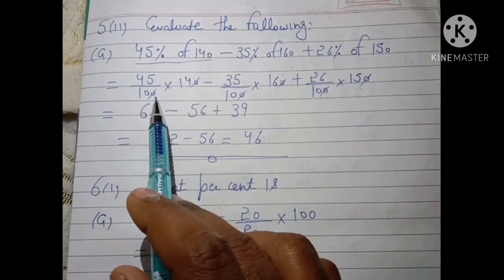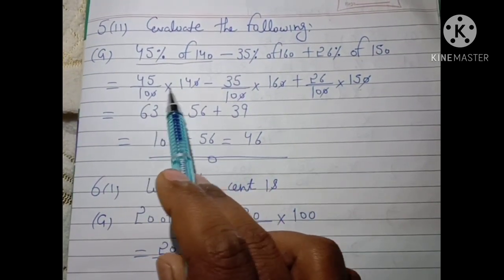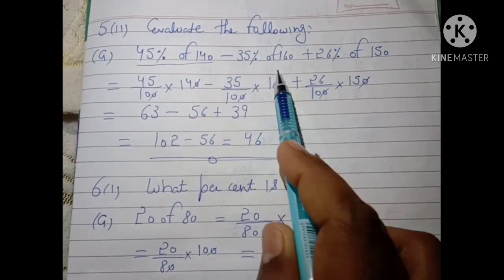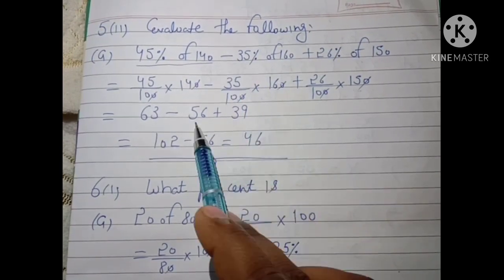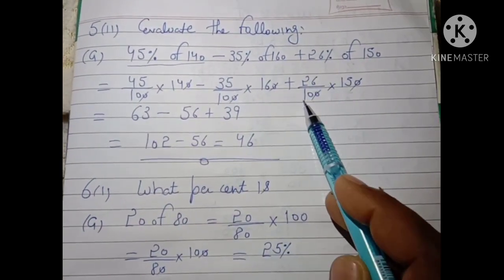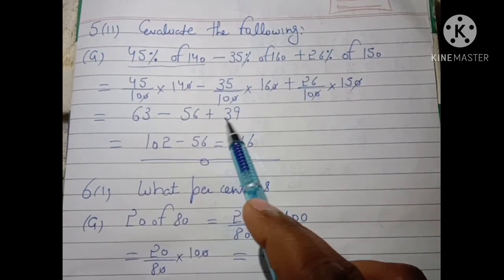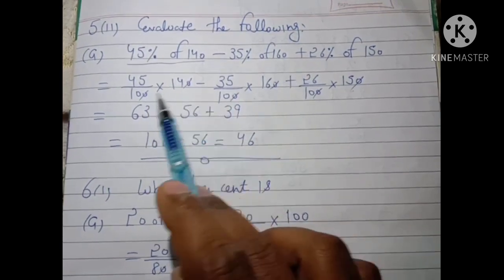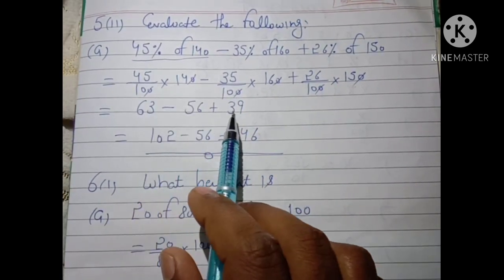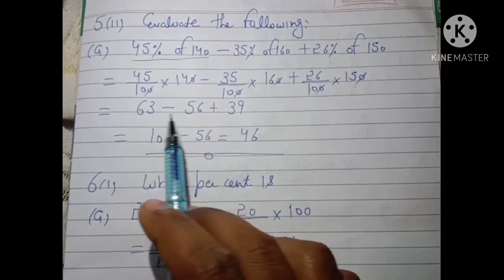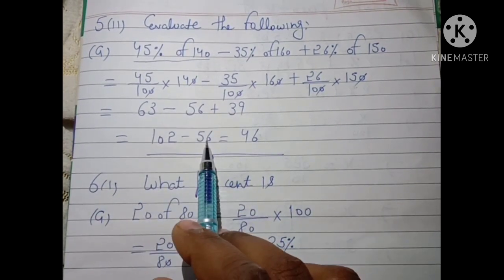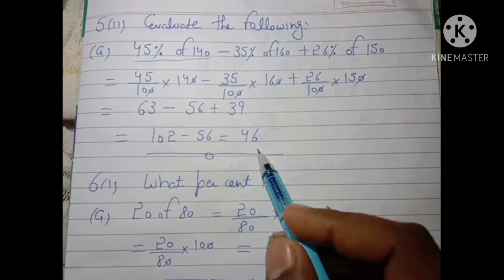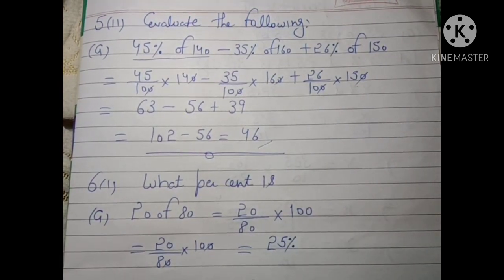And now you can see, after doing a little calculation, it will become 63, then minus as it is, and after solving this term also it will become 56, and then this 26 over 100 into 150 will become 39. So you have to do the calculations in the rough work. It is very simple. Now you can see this 63 and 39 both are of positive sign, so add these two terms, it will become 102 minus 56. After subtracting this 56 from 102, it will become 46. So in this way we can solve this sum.